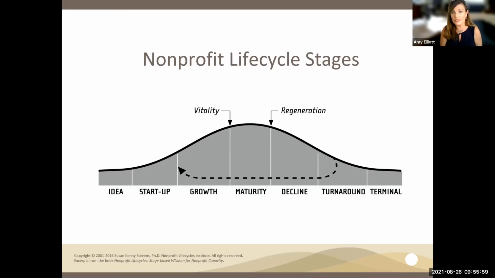Questions about life cycle stages. Like I said, we're going to go into each one in detail in a minute, but if there's a kind of a big picture question about anything we've talked about so far, I'd be happy to hear it.